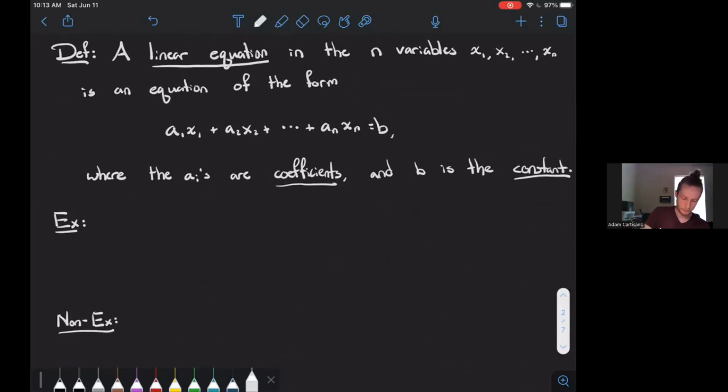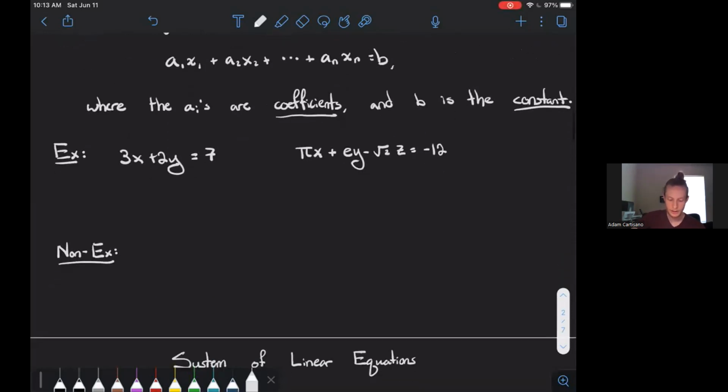For example, 3x plus 2y equals 7, or pi x plus ey minus the square root of 2 z equals negative 12. I mean, that's a horrendous linear equation. But notice, pi is a real number, e is a real number, negative root 2 is a real number, terrible numbers, but whatever, right? And so on.